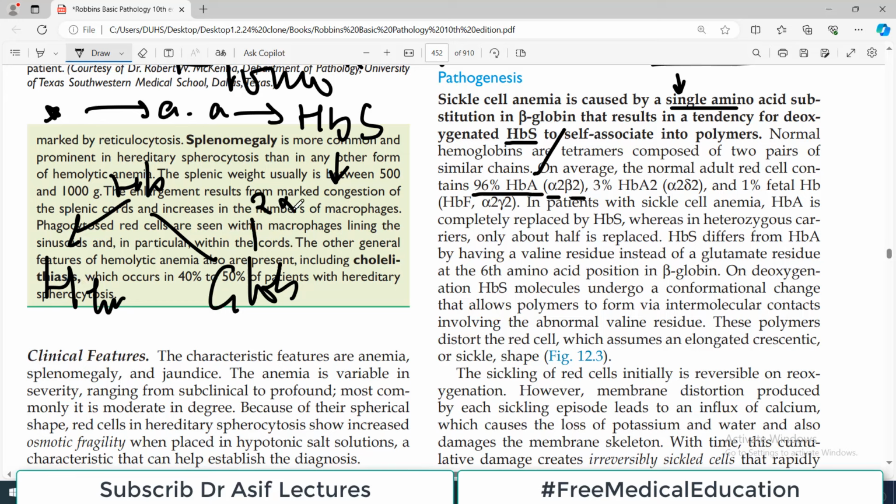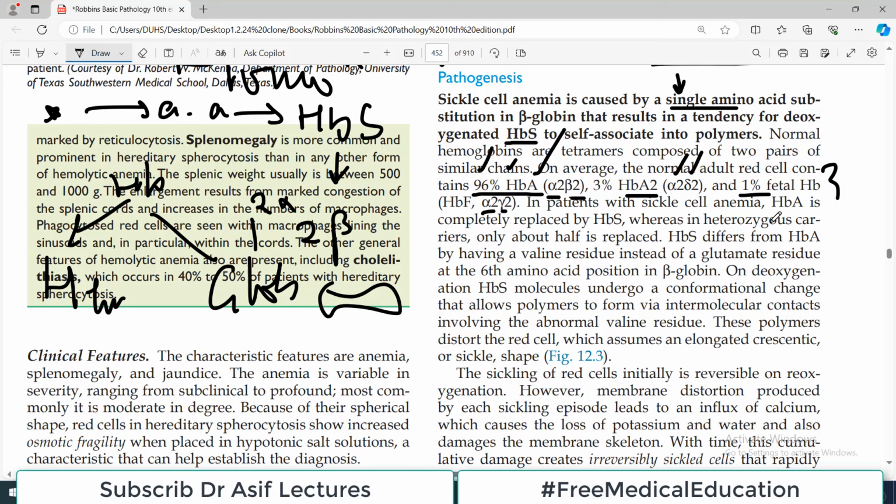If there are 2 alpha chains and 2 beta chains, this is what we call hemoglobin A, which is the most common hemoglobin in our red blood cells. But a very small portion of hemoglobin A2 is also present, where we have 2 alpha chains but not 2 beta chains but 2 delta chains. And about 1% there is fetal hemoglobin as well in our RBCs, and the composition is alpha 2 gamma 2 instead of alpha 2 beta 2. So that's something normal, okay? The most abundant is hemoglobin A.